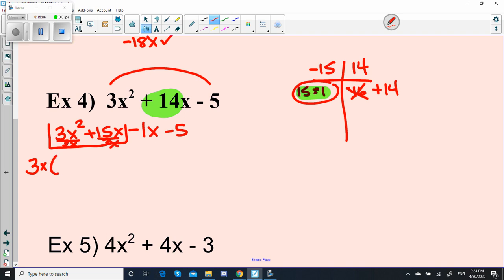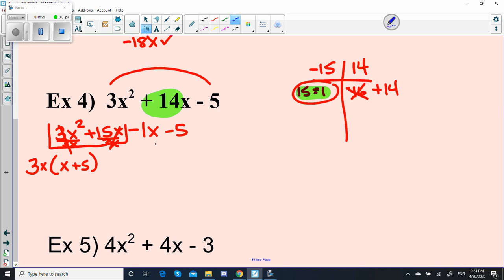So those 3's are going to cancel. There's 2 x's on the top and 1 x on the bottom, so that leaves me with an x. And back here, 15 divided by 3 is positive 5, and the 2 x's are exactly alike, so those cancel. So that's my first part.